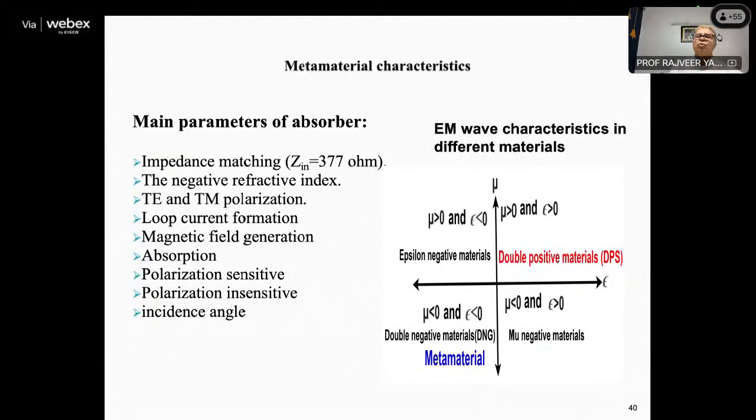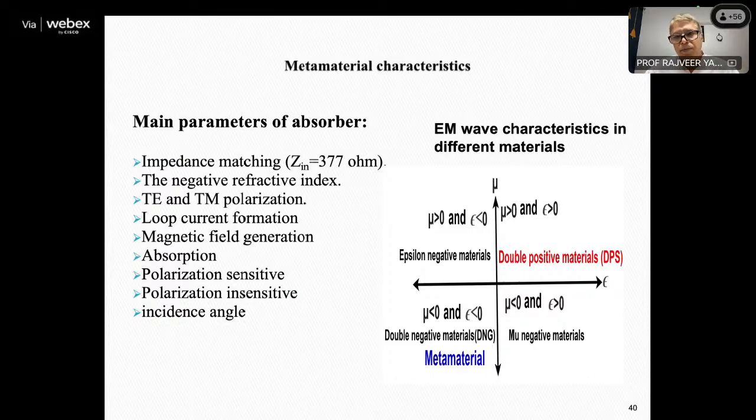Now, to create these environments, we need to understand the theory of absorbers at terahertz frequency. The theory of developing these absorbers at terahertz frequency will obey some sort of metamaterial characteristics. These metamaterial characteristics depend on negative permittivity and negative permeability. It means it will not follow Snell's law. The materials required to develop these types of absorbers will not follow Snell's law.